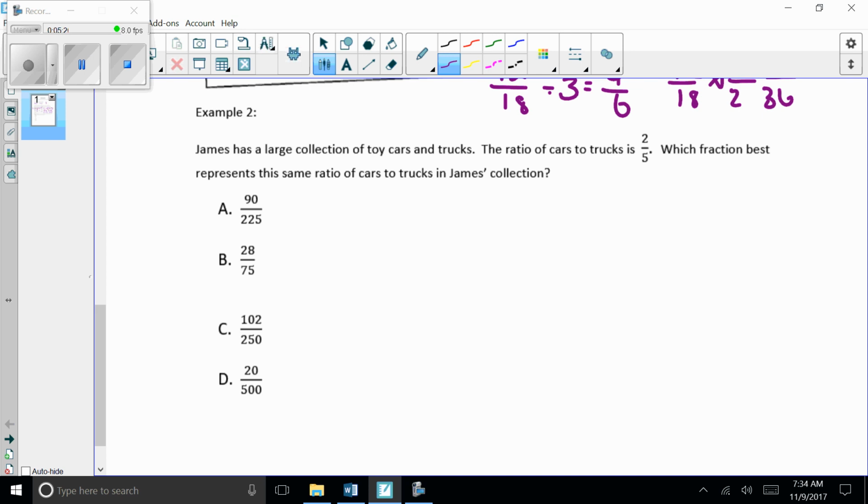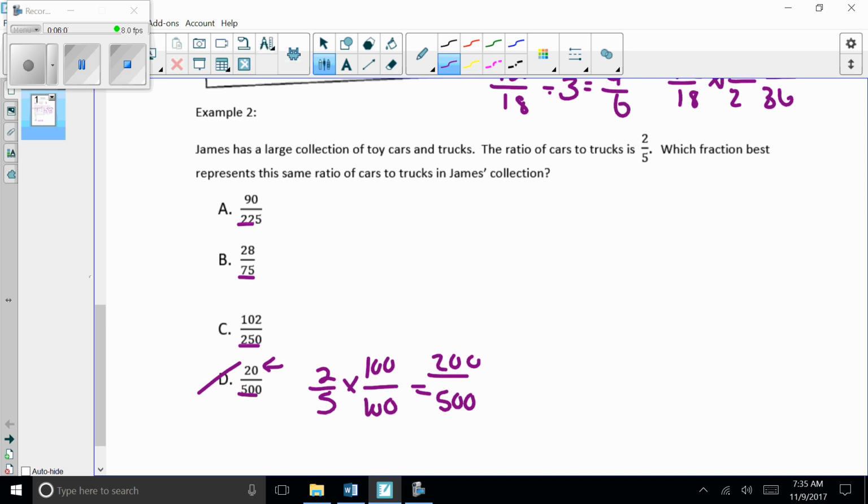It says James has a large collection of toy cars and trucks. The ratio of cars to trucks is 2/5. Which fraction best represents the same ratio of cars to trucks in James's collection? Okay, so let's start here, and I'm going to figure out what I need to multiply my 5 by to get each one of these denominators here. So for example, I know that 2/5, I can multiply my 5 by 100 to get a 500. So then I have to multiply this by 100, and I should get 200 as my numerator. But I have 20 here, so that means that that does not work.